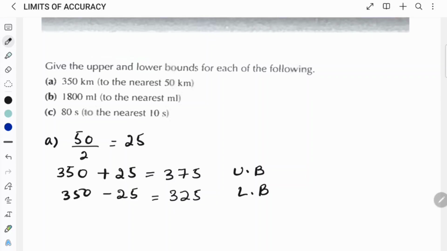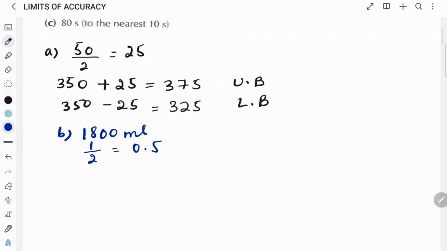Part B is 1800 milliliters, rounded off to the nearest milliliter. Nearest means the whole number. For that we just do plus or minus 1 upon 2, that is equal to 0.5. If you add 0.5, you will get the upper bound. If you subtract 0.5, you will get the lower bound.